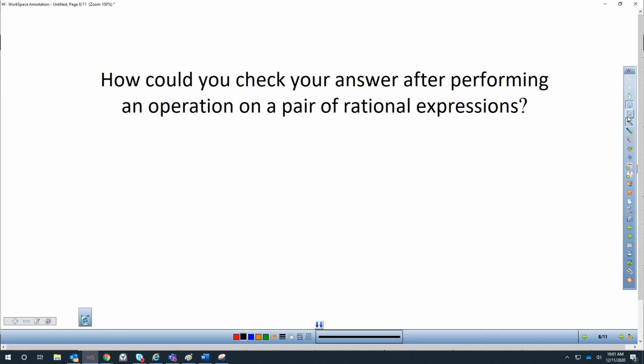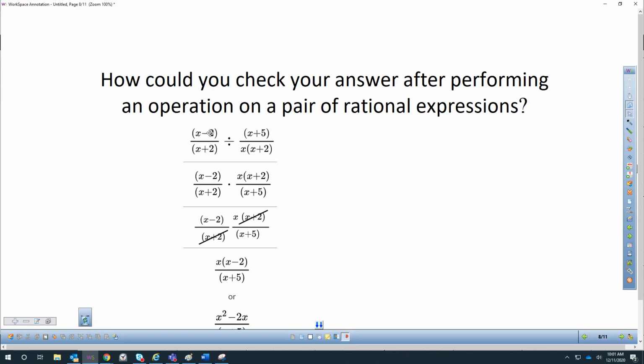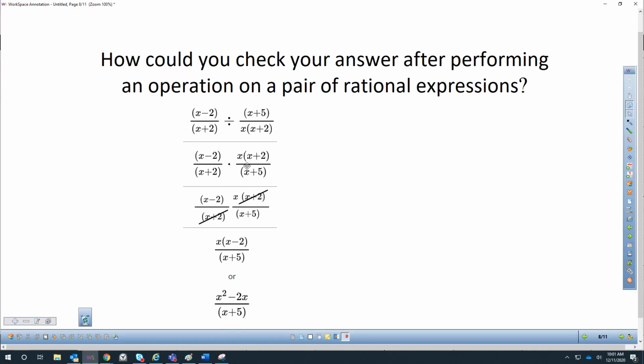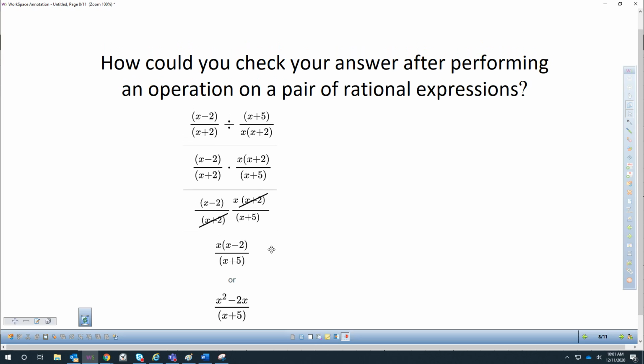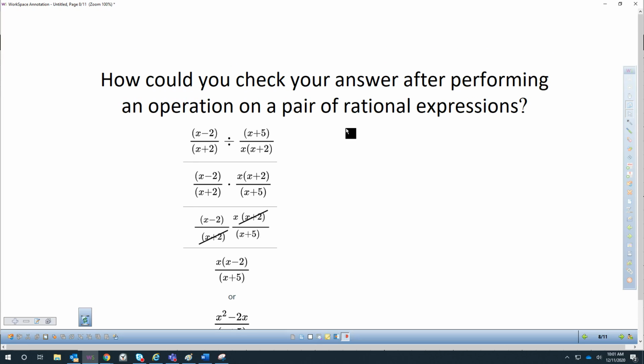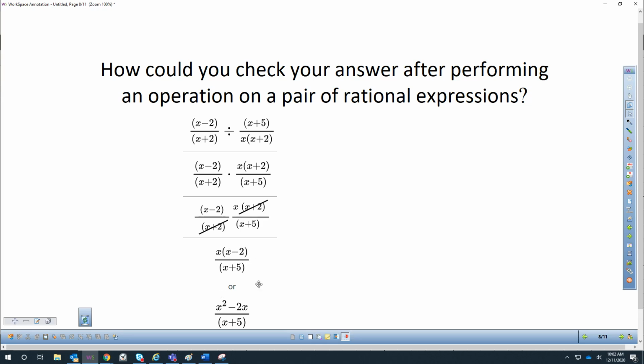So here is an example. We started with this, and we ended up with two versions of our answers. We're actually going to check both of those and make sure they're both correct. But how do we check them? Well, one easy way is to graph the original and to graph your answer and see if they give you the same graph. Because if they are the same, the graph should be the same.